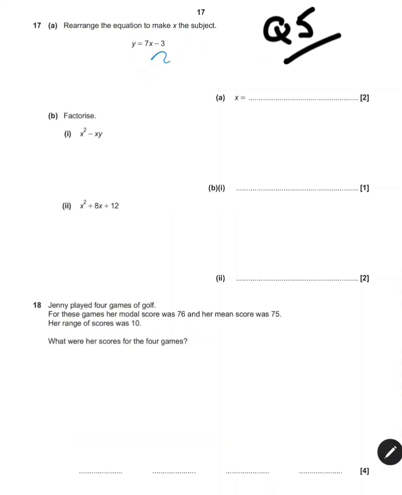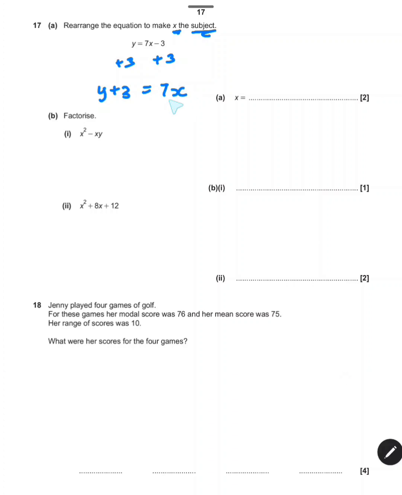Question 17, we've got some standard algebra to do. This says rearrange the equation to make x the subject. So what that's saying is we want x on its own. We're going to move everything from this side by doing inverse operations. So firstly, the opposite of taking 3 is adding 3. Do that to both sides. You end up with y plus 3 equals just the 7x.